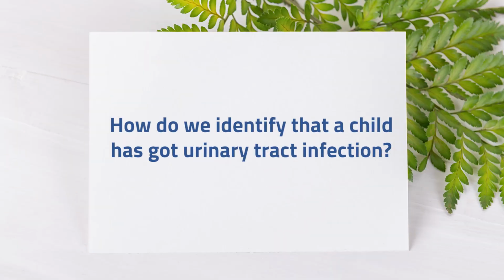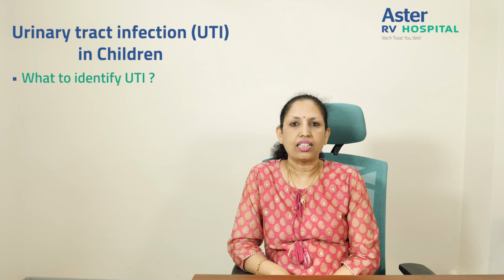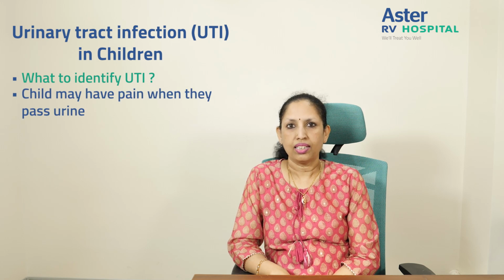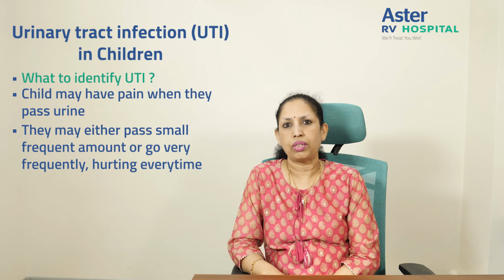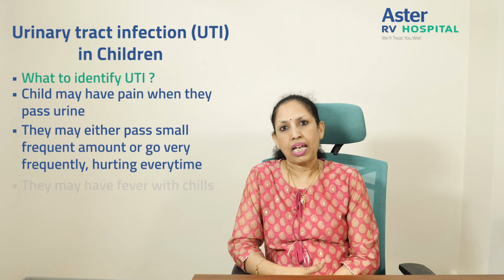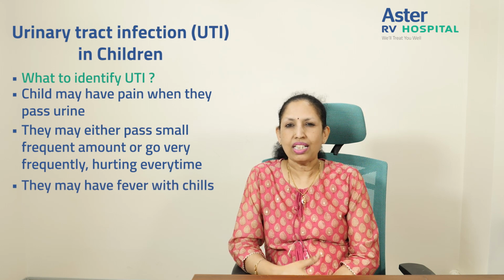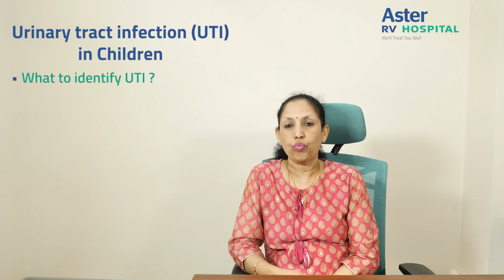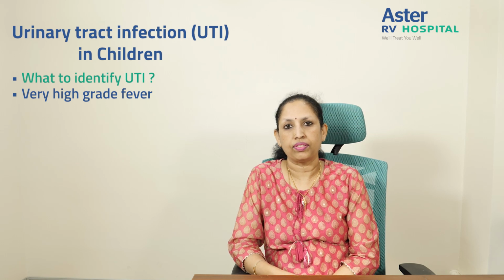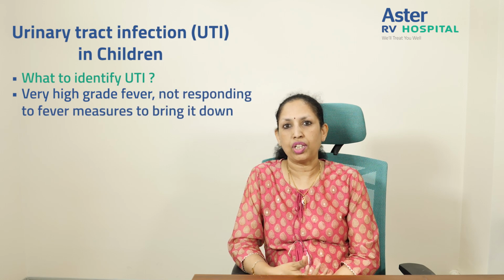Now, how do we identify that a child has a urinary tract infection? You may see that the child has pain when they pass urine. They may either pass small, frequent amounts of urine, or they may go to the loo frequently and it hurts every time they pass urine. And they may have fever with chills. So these are the common symptoms of urinary tract infection. Sometimes just a very high grade fever itself is enough, and they may not have all these associated symptoms, and the fever will not respond to fever measures that we regularly follow.